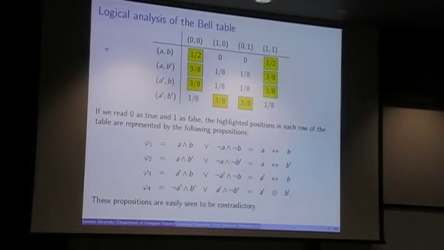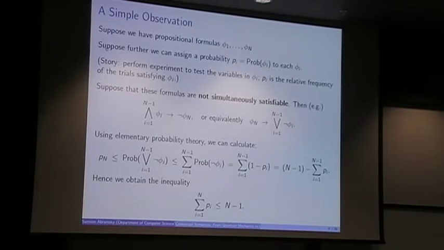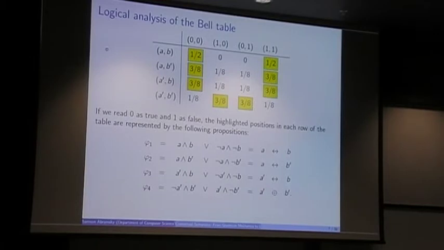Now, they're easily seen not to be simultaneously satisfiable. So if you start from A prime, you can replace it by B according to this formula, you can replace B by A according to this formula, and you can replace A by B prime according to this formula, and you end up with B prime exclusive or B prime, which is certainly unsatisfiable. So the assumption here is satisfied in this case, in which case, according to our little derivation here, the sum of the probabilities of these events must be bounded by, well, in our case, 3, since there are 4 of these formulas. So the sum of the probabilities of these events should be bounded by 3.